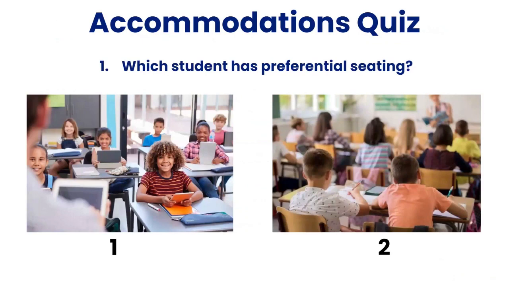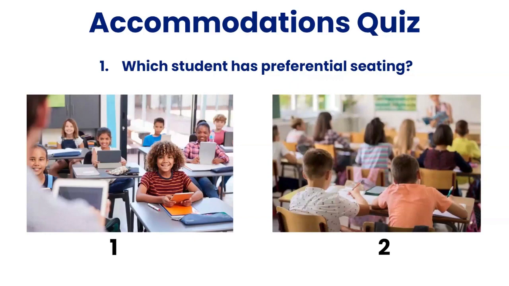All right, let's check our understanding of accommodations. Here's a quick quiz. How much do you know about accommodations? Which student has preferential seating? Student 1 or student 2? The answer is both. Student 1 is sitting here because he can access the instruction by sitting up close, needs teacher proximity, and may be away from the auditory distraction of the AC unit.